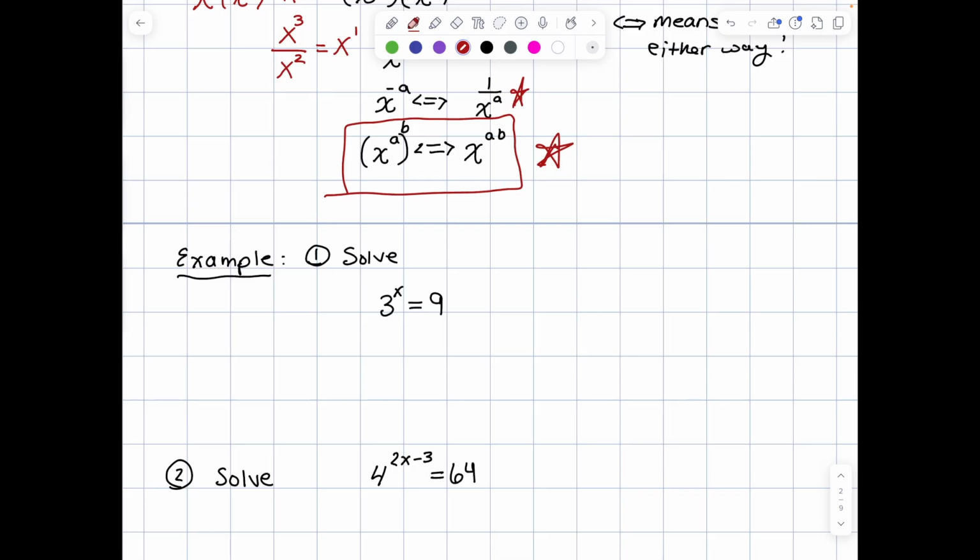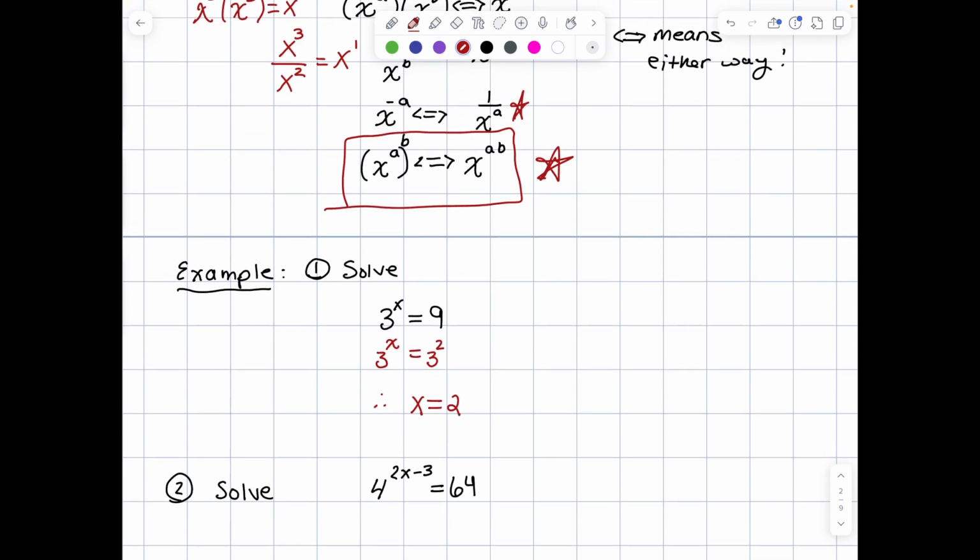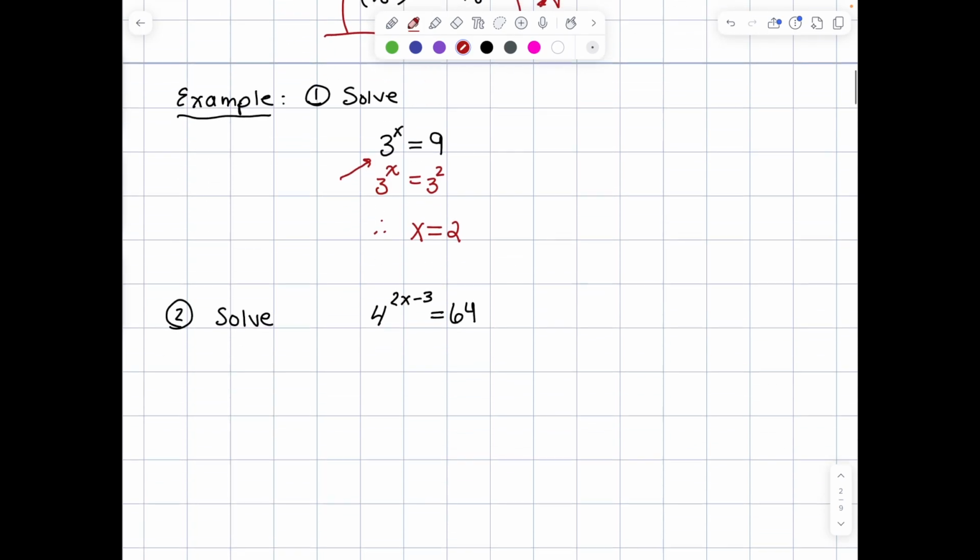So we have 3 to the x equals 9. Now remember, we were doing this beforehand where we were taking 9 and writing it in terms of this base here, 3 to the x. So we're going to write this as 3 to the second power, so this implies x equals 2. So that's how we're going to want to do this. Whenever we have an exponential equation, we always rewrite it in terms of the base that we have. Okay, so let's try this one.